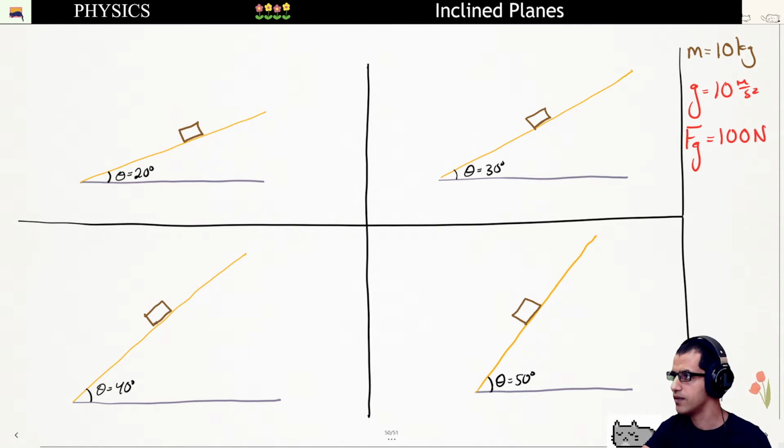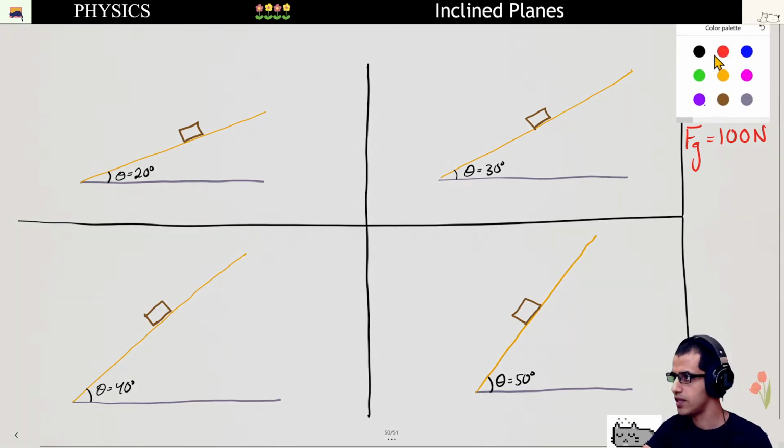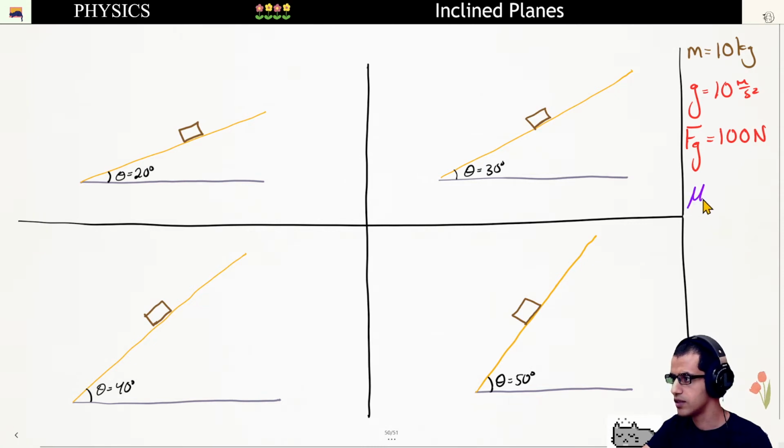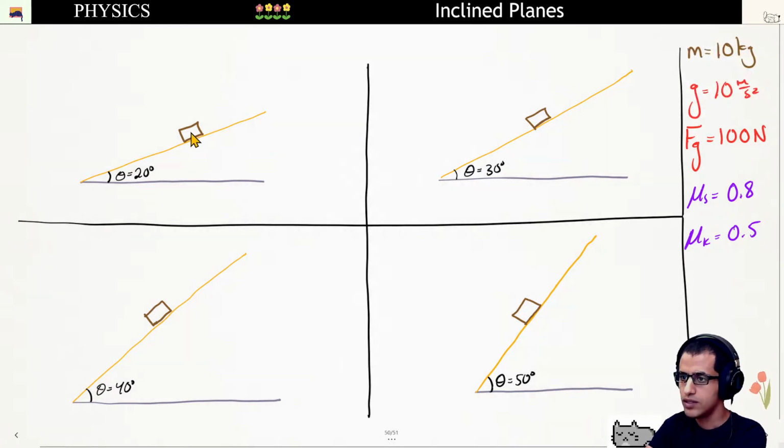We're also going to give these surfaces some friction. So let's say that the coefficient of static friction is equal to 0.8 and the coefficient of kinetic friction equals 0.5. So let's start analyzing these diagrams. So all these are going to have parallel and perpendicular components. I could just draw the force of gravity for all of these like this, but I'm gonna have to resolve them anyway. So let me go ahead and draw the components instead. So I'm gonna have a perpendicular component here, FG perpendicular and FG parallel.